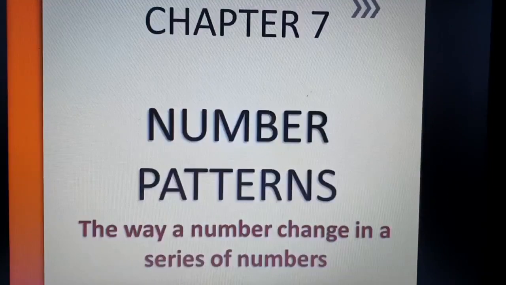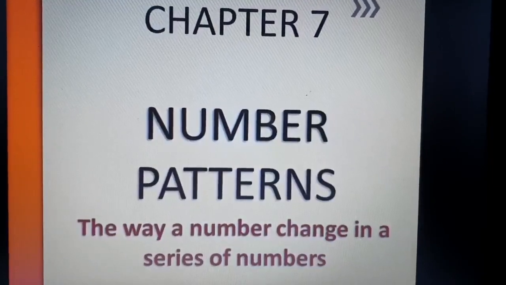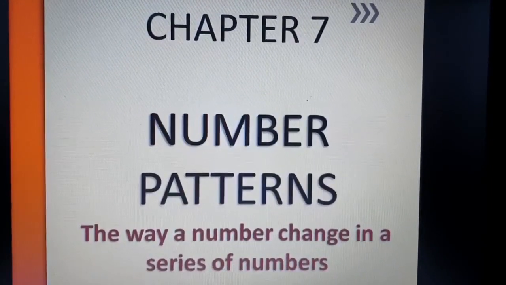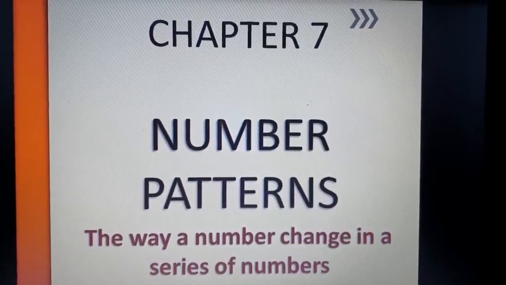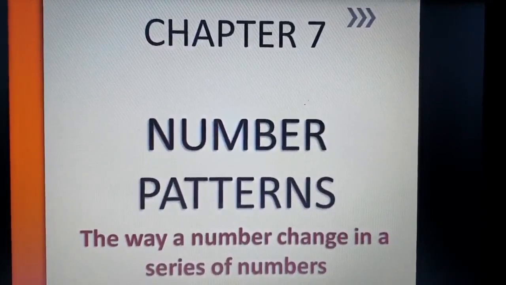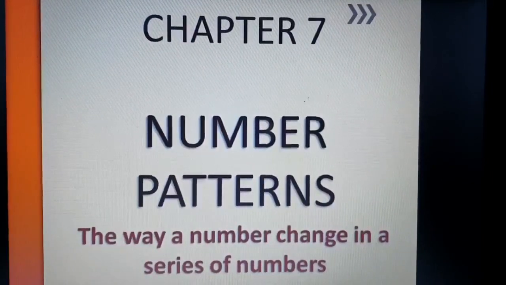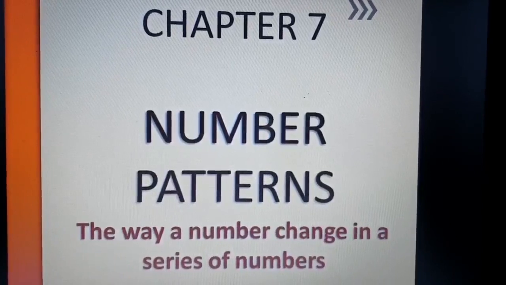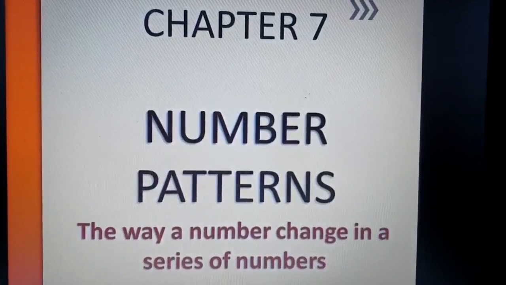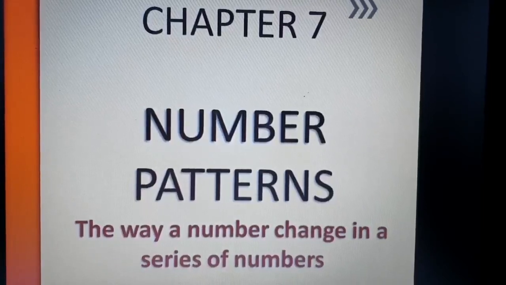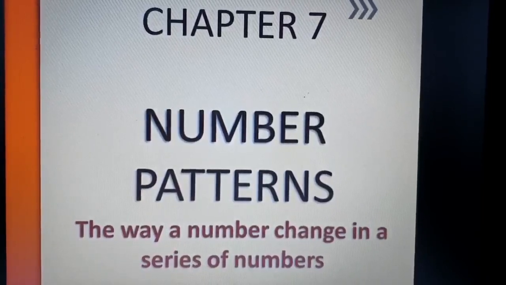So what is a number pattern? You know what are numbers, right? Positive numbers are there, negative numbers are there, even fractions are there. There are many numbers. So a number pattern basically is the way a number changes in a series of numbers. That means when a series of numbers or a set of numbers is given, like for example 2, 4, 6, 8, how each number is changing with respect to the adjacent number or the very next number. That is what a number pattern is.